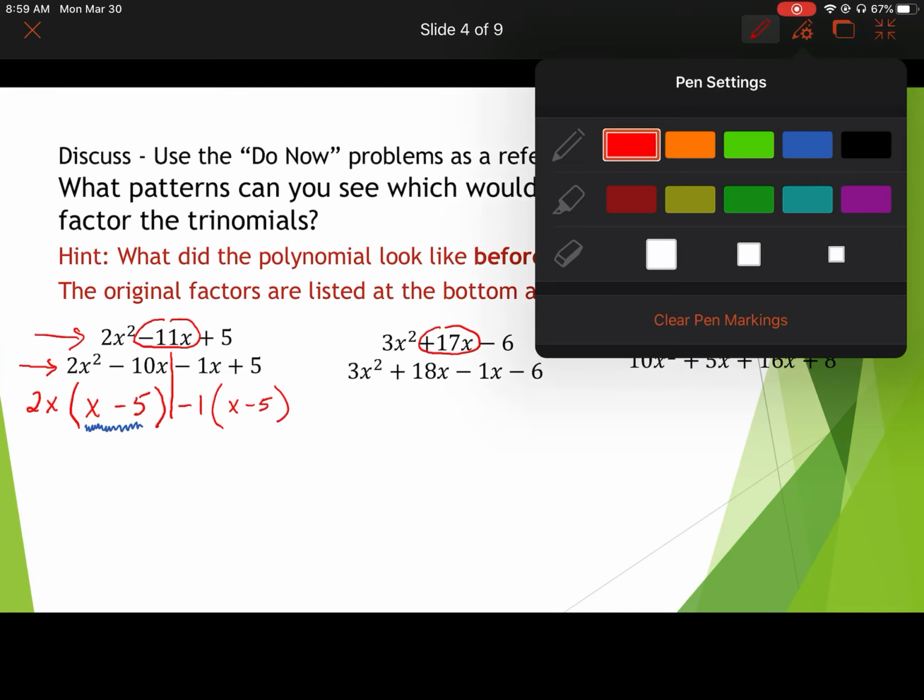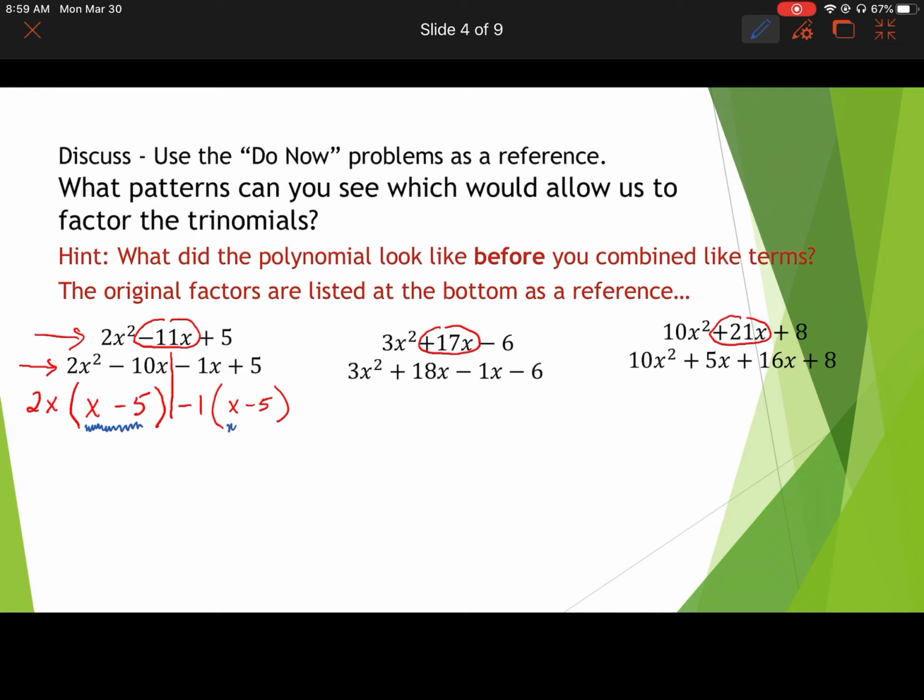All right, so the nice thing about this is now I have a new, so here I have a polynomial with 4 terms. How do I know I have 4 terms? Because I have 1, 2, 3 operators, right? So if I have 3 operations, I have 4 terms.